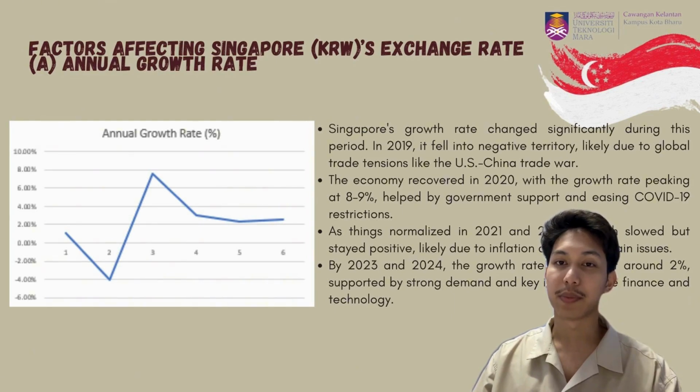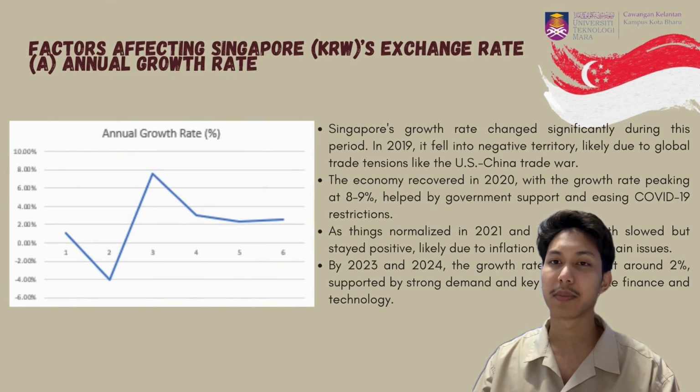The economy experienced a strong recovery the following year, with the growth rate peaking at 8 to 9% in 2020. This rebound was largely driven by government support through stimulus measures, along with the easing of COVID-19 restrictions, which allowed businesses to reopen and consumers to return to economic activity.